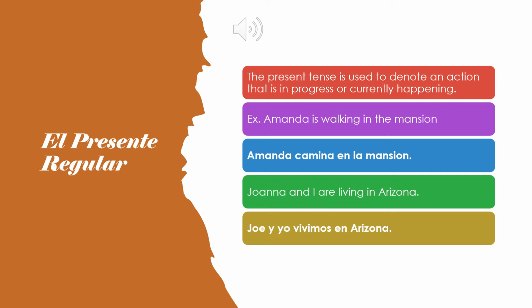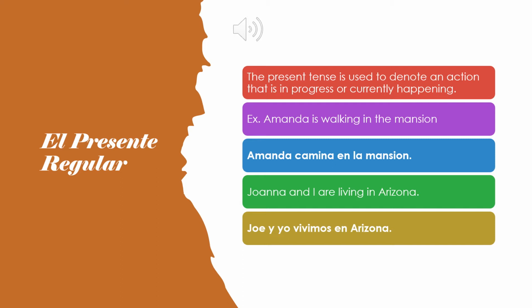For example, Amanda is walking in the mansion. Amanda is our subject. Is walking is our action. Is the verb. Is the infinitive that needs to be conjugated. In the mansion is the rest of the sentence.